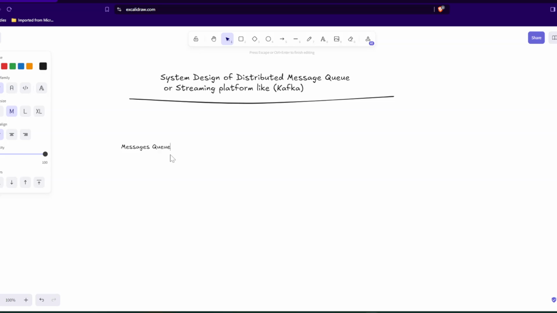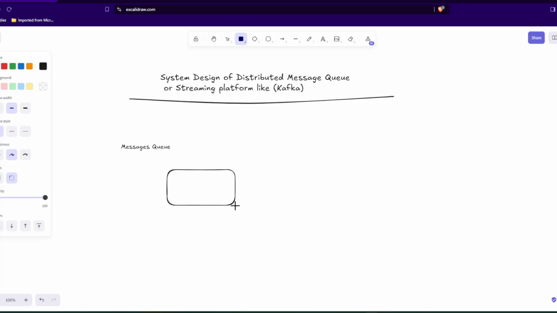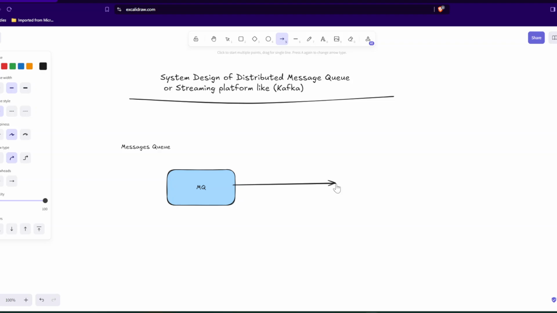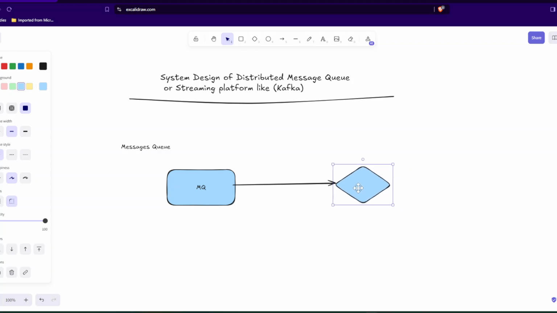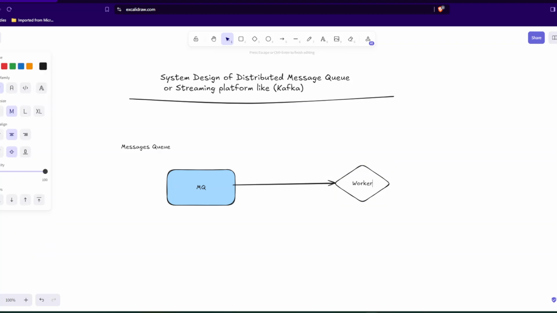Okay, so when we are talking about message queues, the core purpose is point to point messaging, and only once delivery. Suppose there is a system like this, and this is my message queue, I'm just abbreviating it as MQ. What this MQ will do is make sure that if there is some kind of a worker process, that worker will consume the message only once.